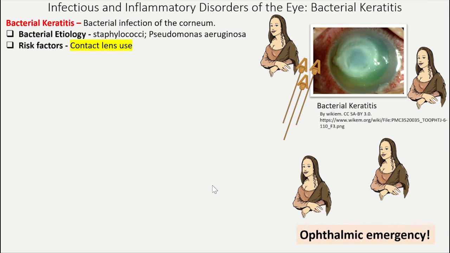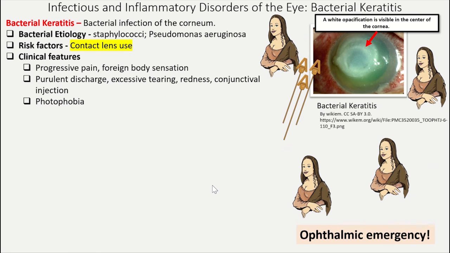Then we have bacterial keratitis. It's a bacterial infection of the cornea. It's usually staph or Pseudomonas. And risk factors are contact lens users. In this case, I have a picture of it. There's white opacification visible in the center of the cornea. That's a corneal ulcer or bacterial keratitis. The clinical features show progressive pain, foreign body sensation, purulent discharge, excessive tearing, redness, conjunctival injection, photophobia.